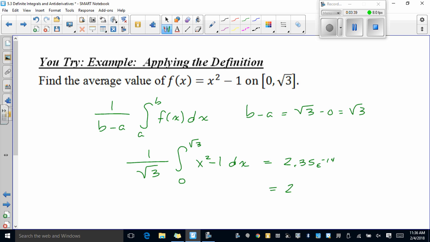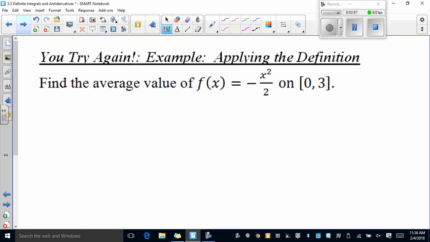So one more on this one. We're going to play with this one a little bit, but we're going to go straight to what they're asking us to do first. So 1 over b minus a times the integral of a to b, f of x dx. And b minus a on this one will be 3 minus 0, or 3. So I'm going to have 1 over 3 times the integral of 0 to 3 of negative x squared over 2 dx. And you throw that into the calculator, you're going to get a value of negative 3 over 2.